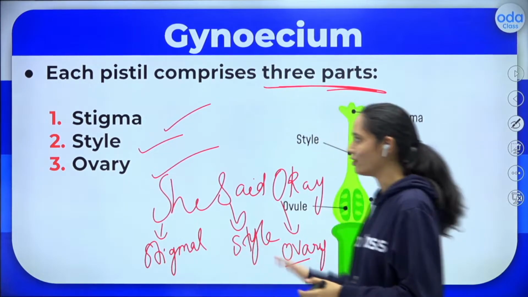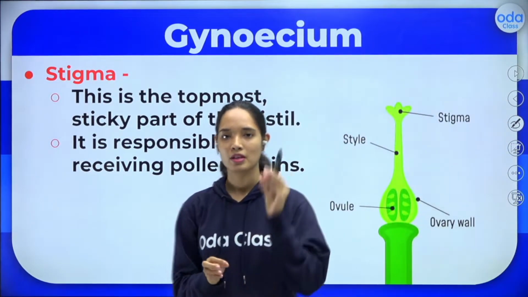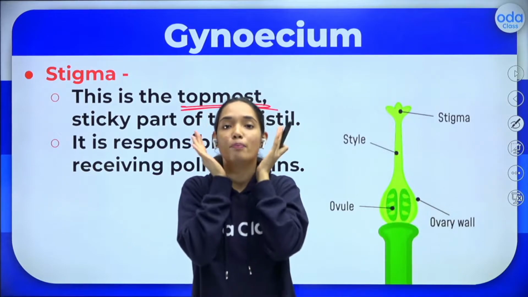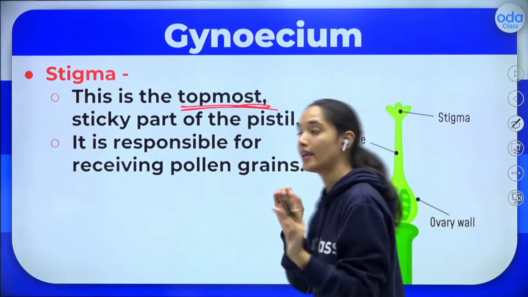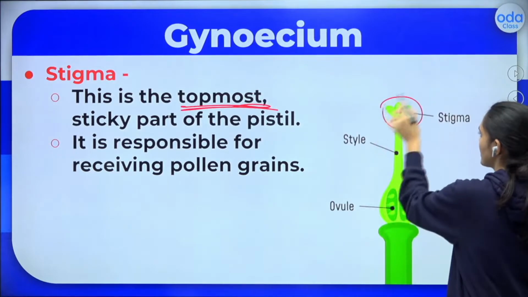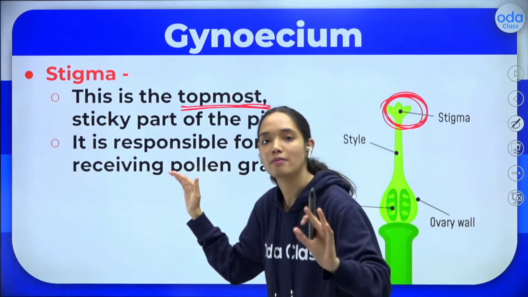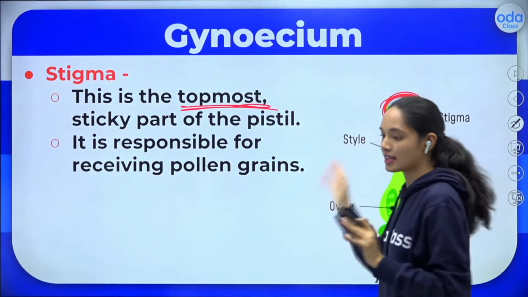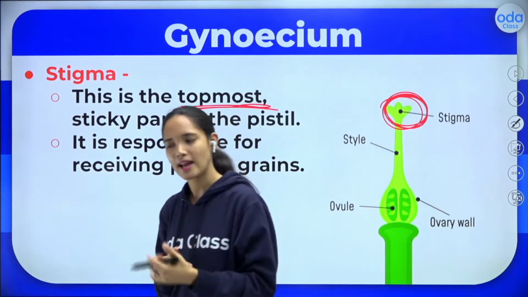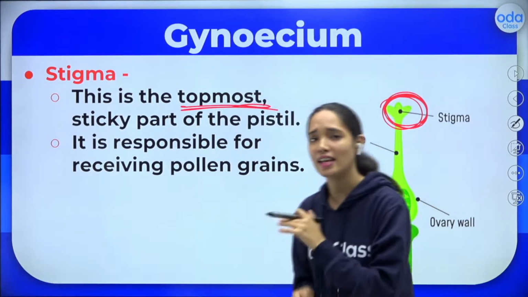Stigma, style, and ovary. So moving ahead, my dear students, what is the stigma? This is the topmost part. The way our head is the topmost part of our body, similarly, the stigma is the topmost sticky part of the pistil. You will always find stigma on the top, and it is sticky in nature. Now the question arises, why is it sticky? Can you all guess and write it in the comment box right now?